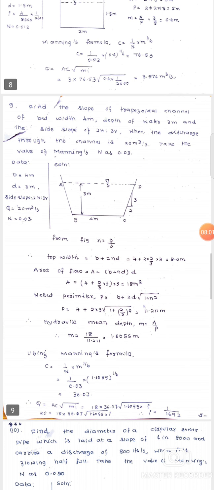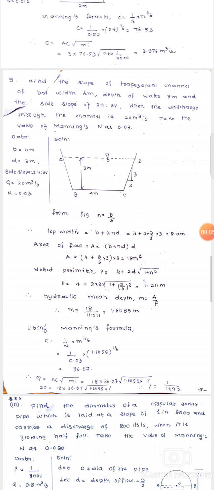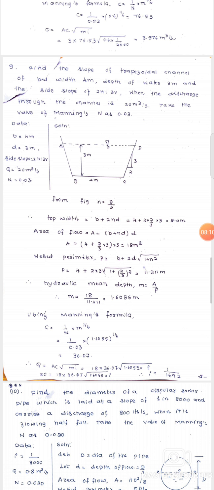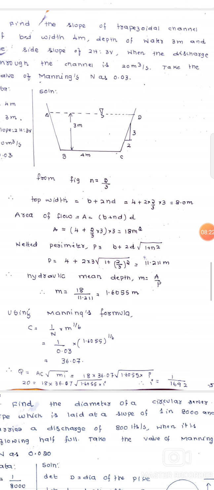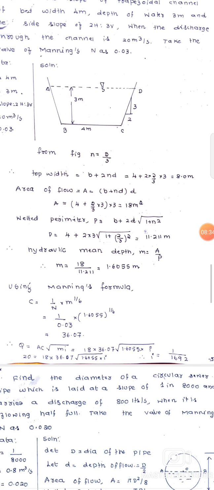So we have to use the Manning's formula to find out Chezy's constant. The side slope is given as 2 horizontal and 3 vertical, so we can write n as 2 by 3, horizontal by vertical. Then the top width will be b plus 2nd, that is 4 plus 2 into 2 by 3 into 3. Then we'll get the top width as 8 meter. Then the area, there is an equation to find the area, that is (b plus nd) into d. So we'll just substitute the values, (4 plus 2 by 3 into 3) into 3, then we'll get the area as 18 meters square.